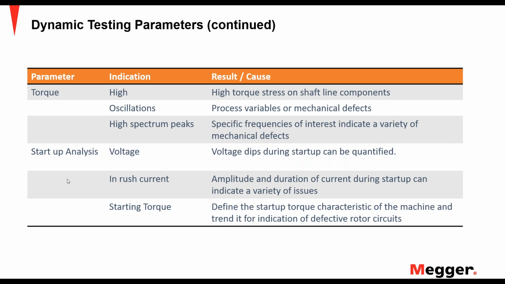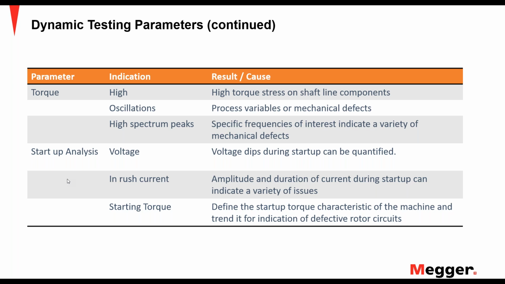Torque can be high. It can have oscillations, can have high spectrum peaks. So if the torque is just high, that's putting stress on the shaft line components. It may be due to overloading. It may be other things that are going on there.